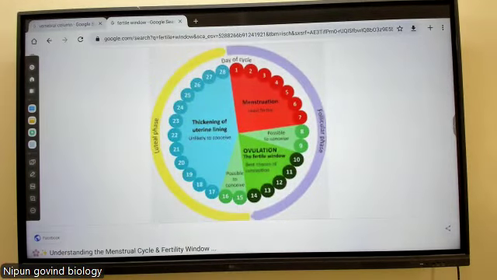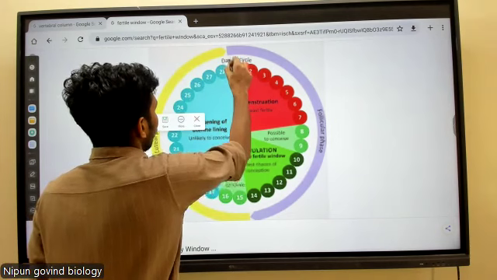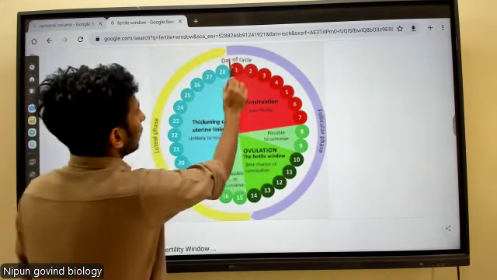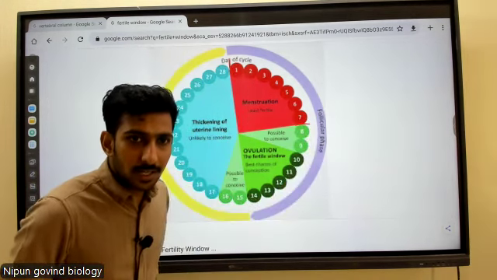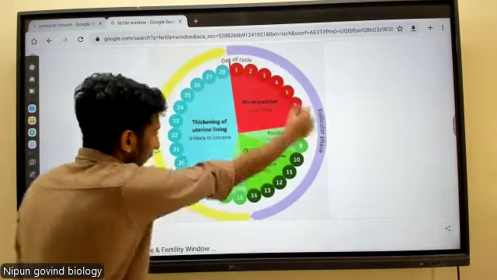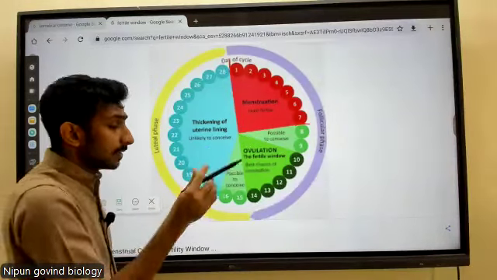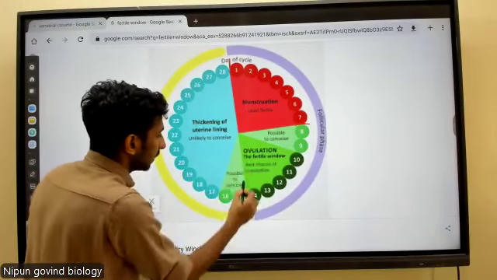Can you see the numbers? Okay, I will explain. See, the counting starts from the first day of menstrual bleeding. Okay, the menstrual bleeding lasts 2 to 8 days up to this day. And you know it repeats in every 28 days, isn't it? And the ovum is released. Ovulation occurs on the 14th day.